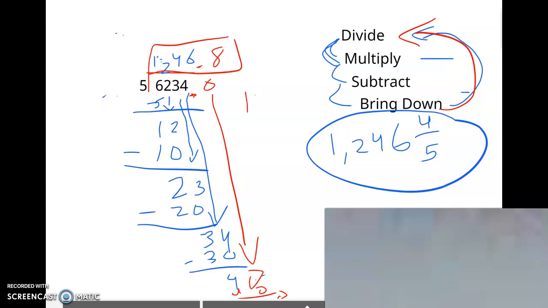So 1,246.8, or 8/10. So both of these are different forms of the same answer, and it's the exact same thing as 1,246 remainder 4. I know that was a lot, but now we're going to practice it and hopefully get really good at it because long division is important, even if it is kind of a lot of different steps involved.